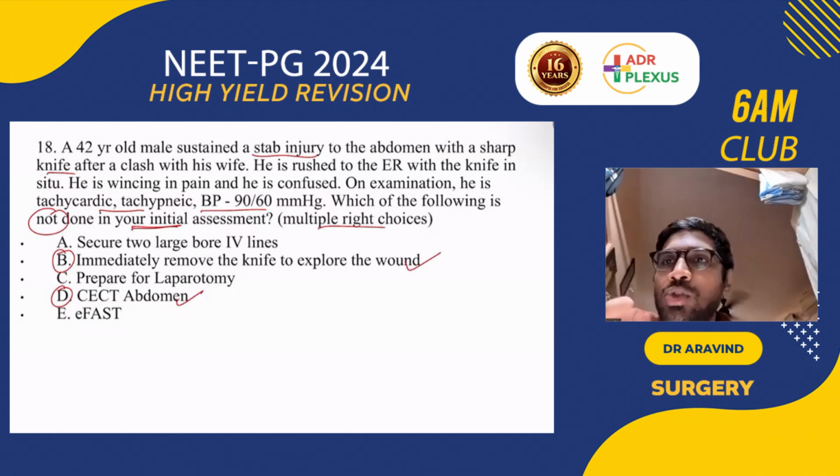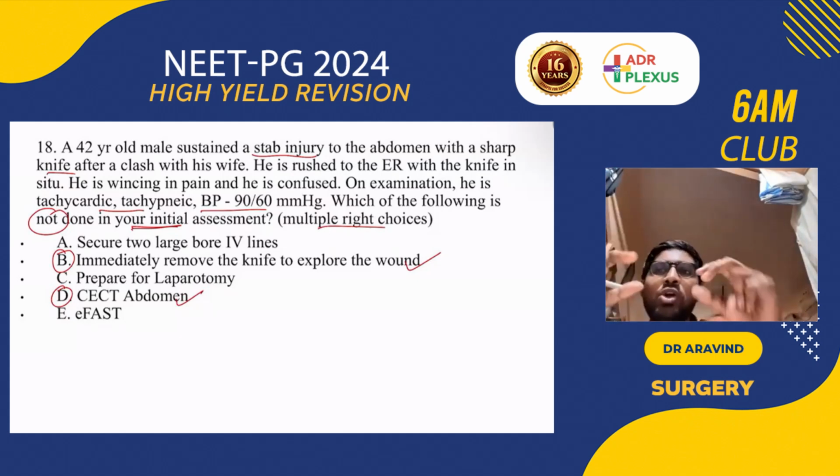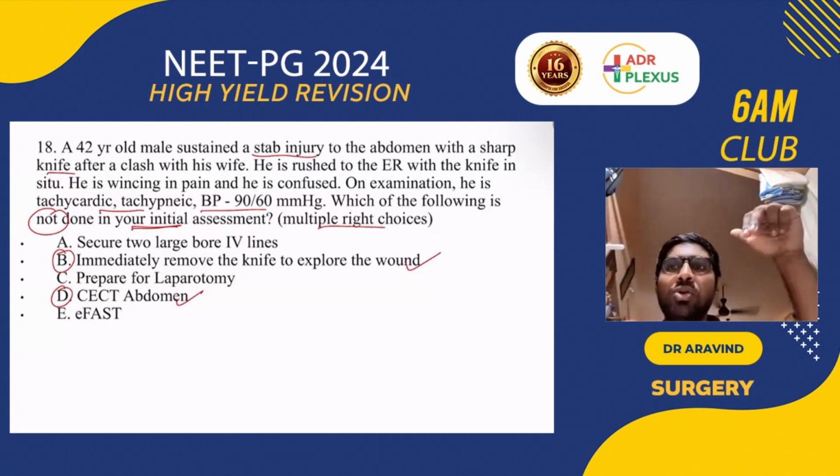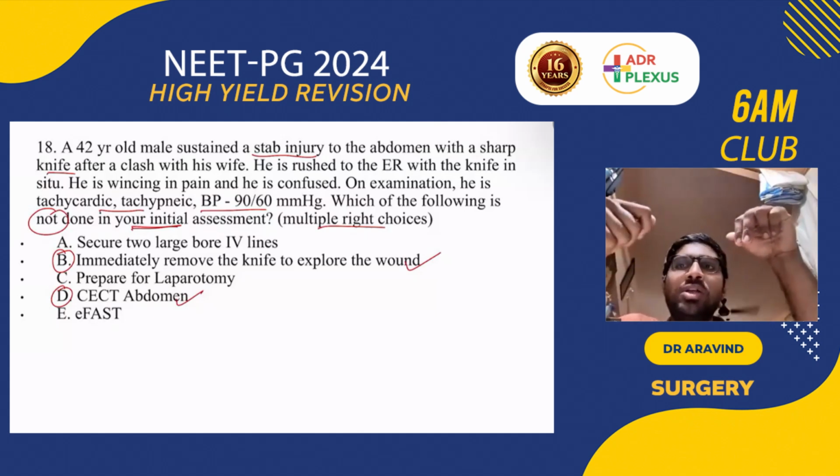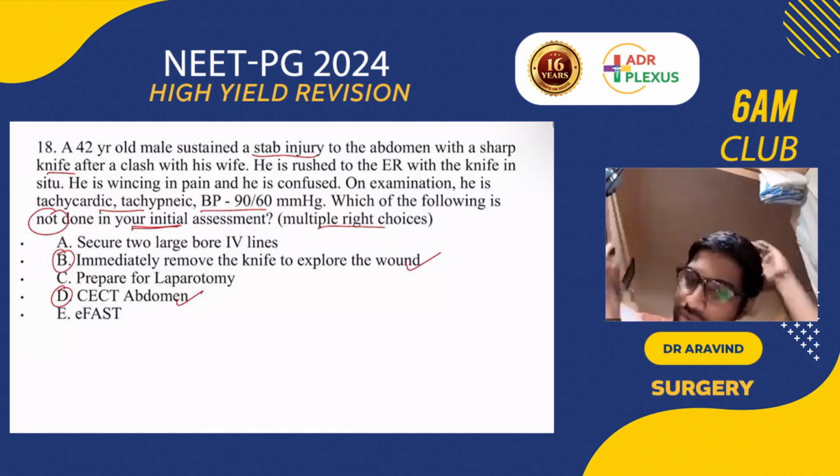So when you take out the knife, the bleeding will start coming profusely. So this has to be done only when there is adequate proximal and distal control. If it is bleeding from the aorta or IVC, you have to establish both proximal and distal control. Then take out the knife and then suture it. So very, very important, never take out the knife.